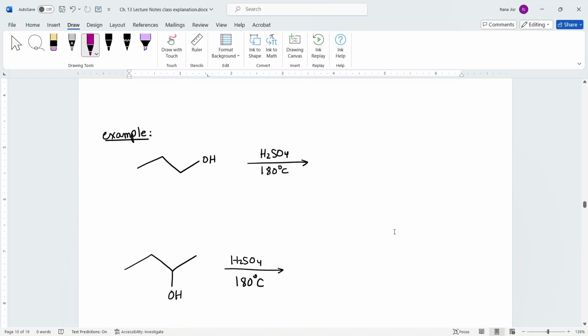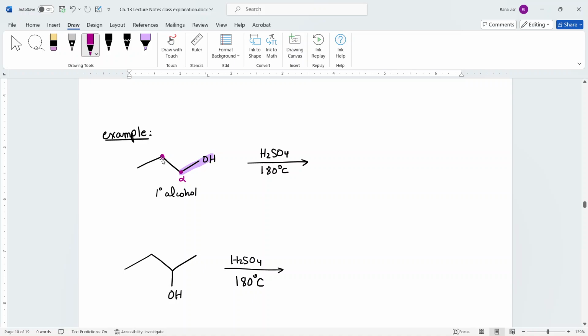Let's have an example. So I do have an alcohol here. This one is a primary alcohol. Why is it a primary alcohol? Because you have the carbon that is connected to the OH, and next to it you have one carbon, so this is why it's a primary alcohol. This is again a dehydration reaction, so the first thing I need to start with is to locate my alpha carbon, and the alpha carbon is the carbon that has the OH.